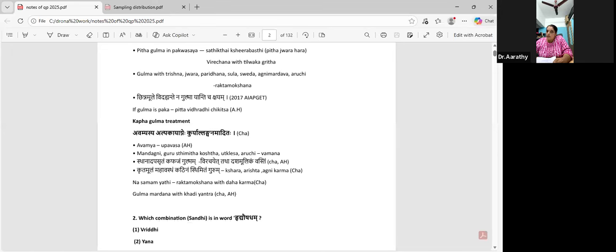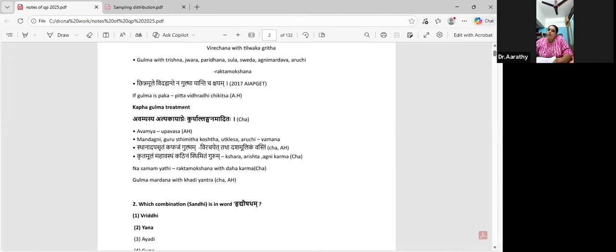Coming on to Kabaja Gulma. So naturally, Kabha, Vamana is the Chigilsa. If Avamya, then Upavasa is mentioned. Langhanam is the word mentioned by Charaga, while Upavasa is mentioned by Ashtanga Hridaya. Then Stanad Apasradam Kabhajam Gulmam Virejaye Tadha Dashamulikam Vasti. So, Kritamulam, Mahavastam, Kadhinam, Stimitam, Guru.